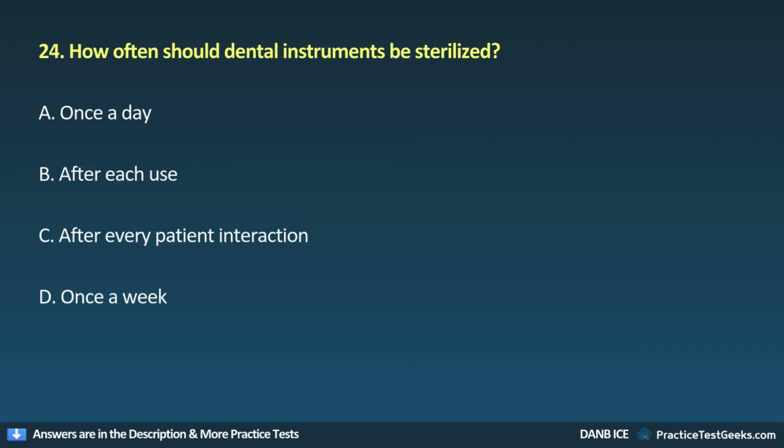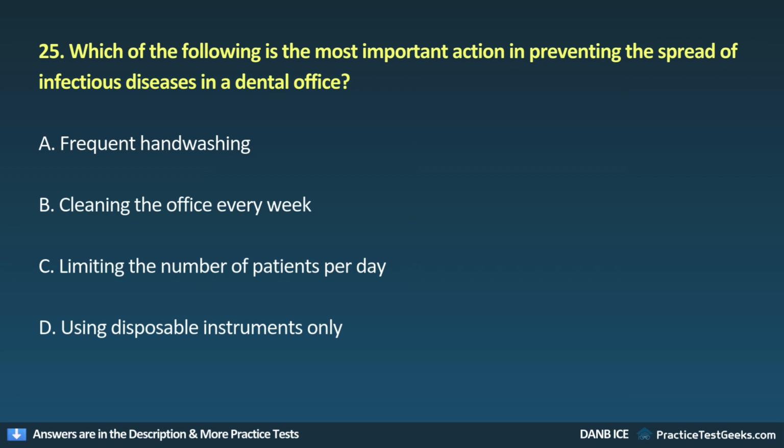24. How often should dental instruments be sterilized? A. Once a day. B. After each use. C. After every patient interaction. D. Once a week.